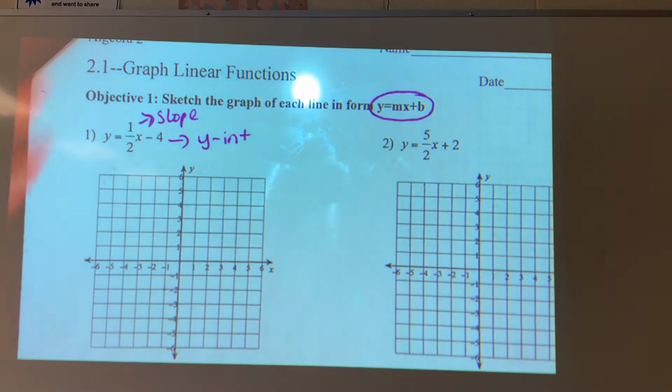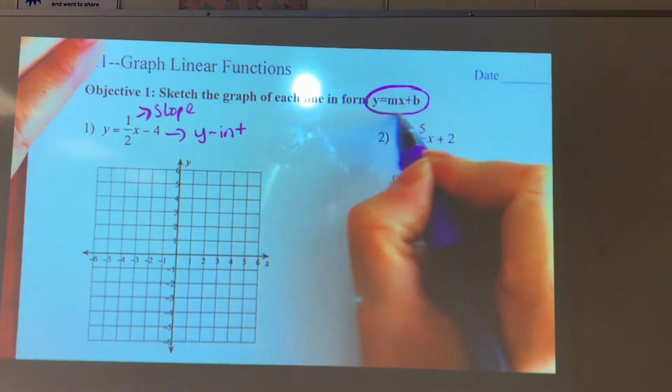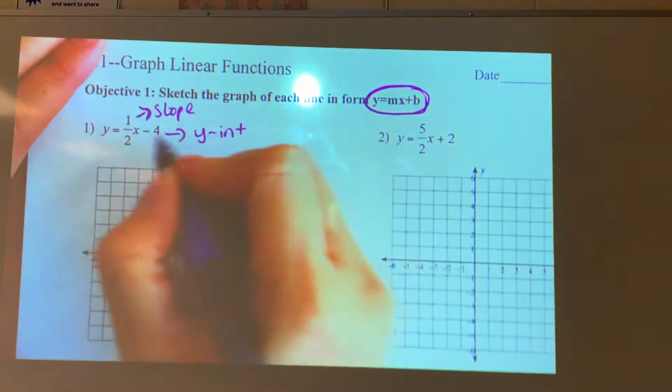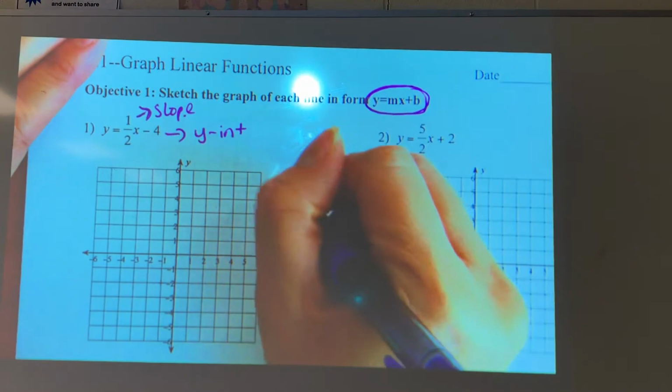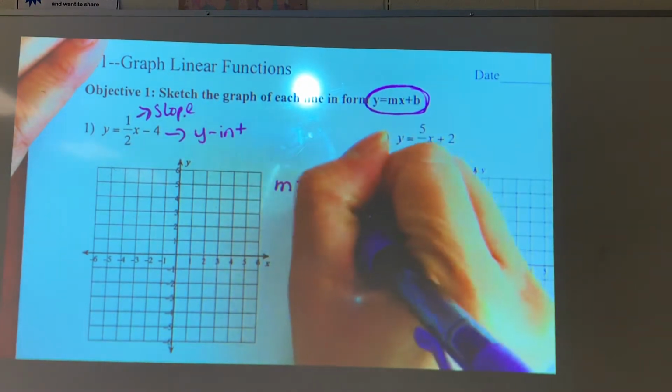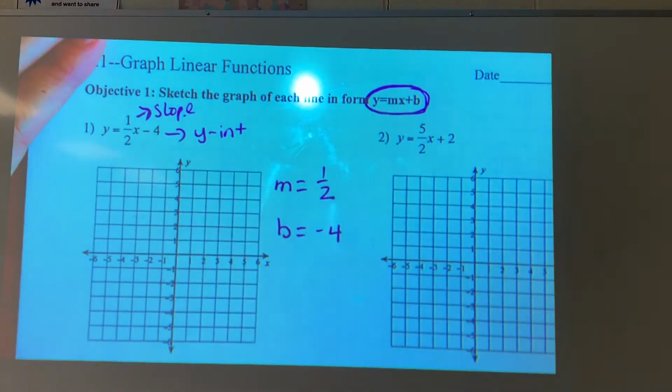Okay, we're going to review how to graph a line in slope-intercept form. So y = mx + b, where 1/2 is the slope and -4 is your y-intercept. So m is 1/2, b is -4. Okay, how do we plot this?